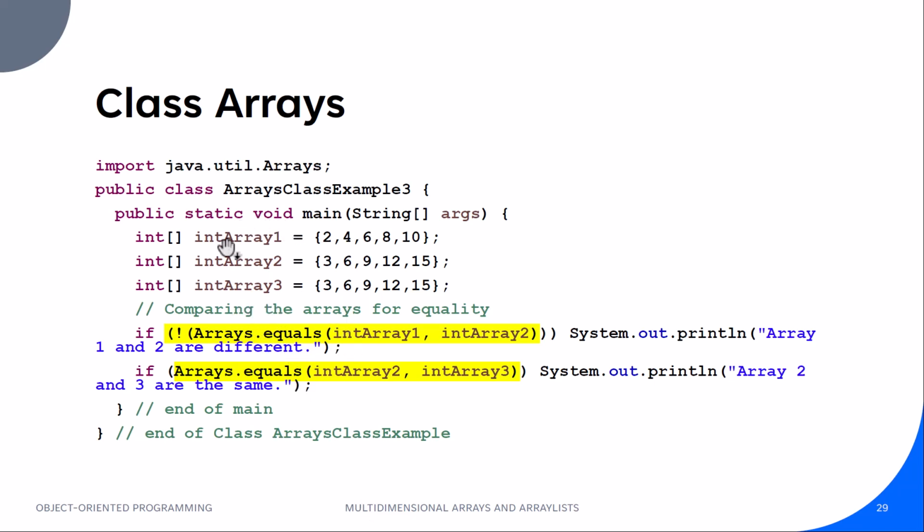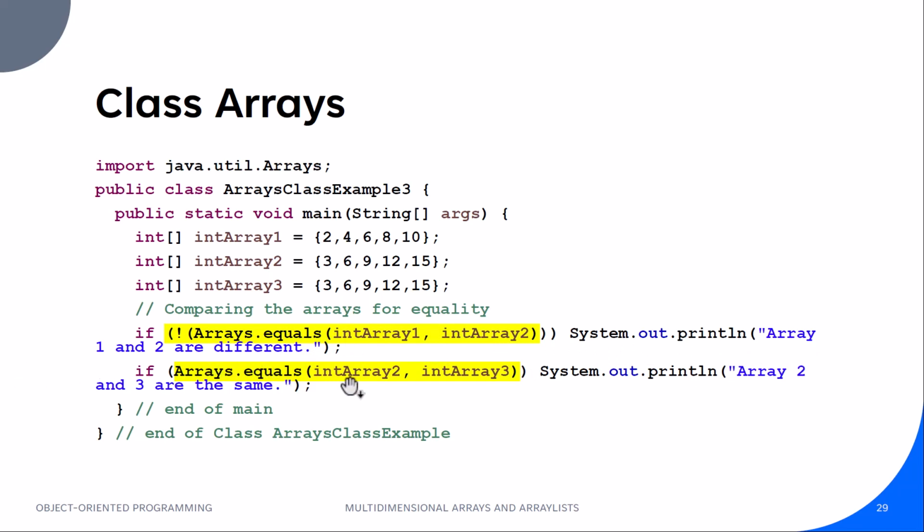Now we are declaring three integer arrays and we are initializing them. And here we are comparing the arrays for equality. So we are going to use Arrays.equals, and we are going to give the arrays for comparison as parameters. And if these are not equal, we are going to say array 1 and 2 are different.